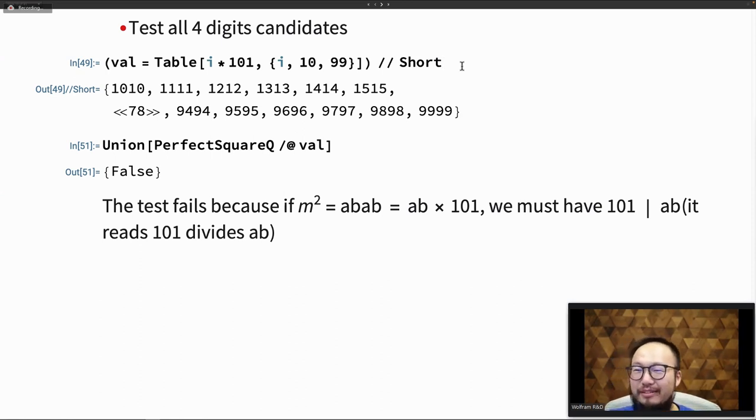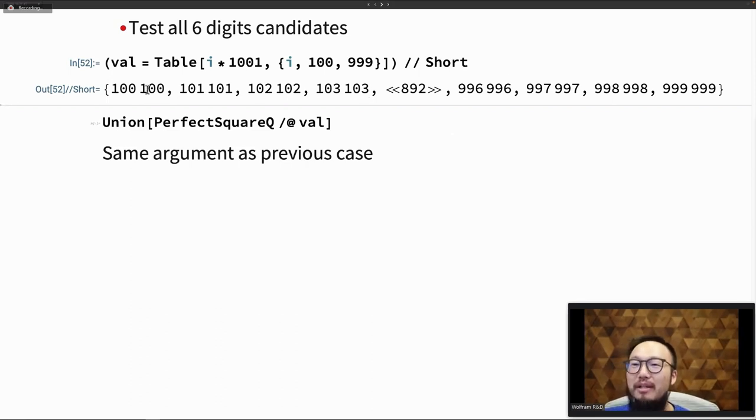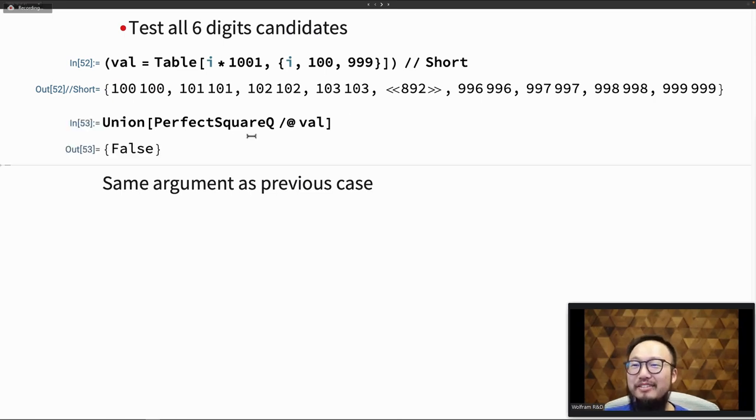Okay, so it's False, which means it's not possible to do that with this type of thing. If you are exam takers, it's not possible for you to test 999 to even 10,000 numbers. Let's do that again for even more, because Mathematica Wolfram can handle more numbers. 100, that's 6 digits. You do that, it's False again. So none of them work.